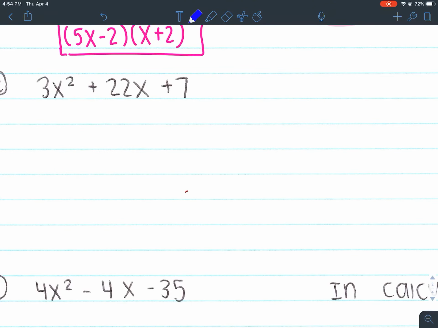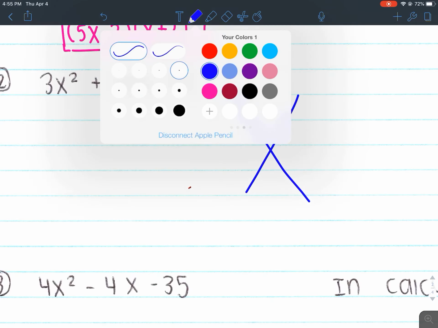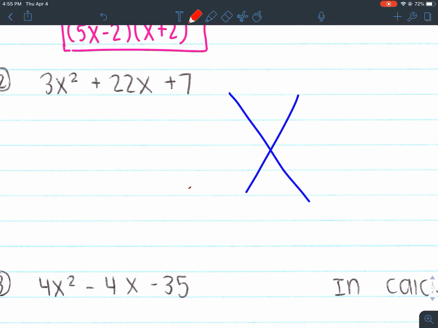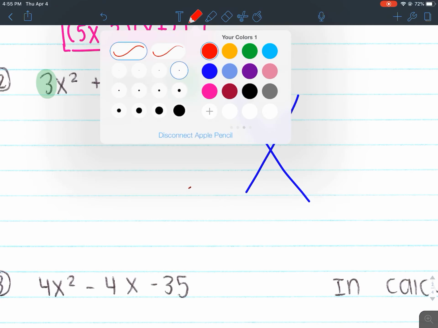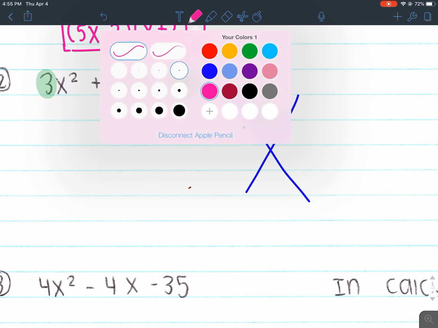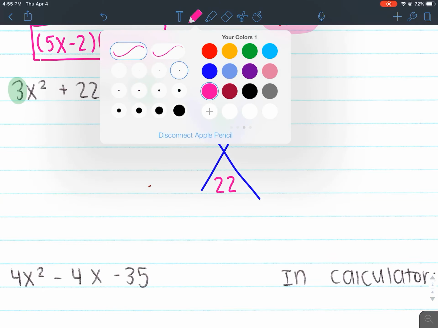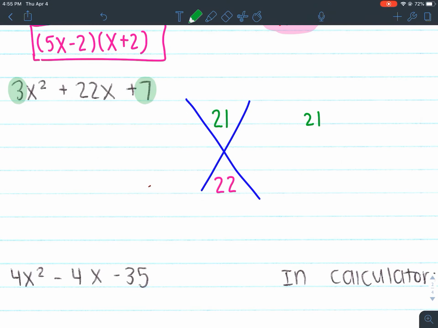Okay? So, again, always check for a GCF first. I do not have one in this case, so I'm going to go ahead and create my x. Now, the number that goes in the top, remember, is a times c. So it's going to be 3 times 7, which is 21. And then the number in the middle is going to go at the bottom, which is 22. Okay? So now I'm going to list the factors of 21.